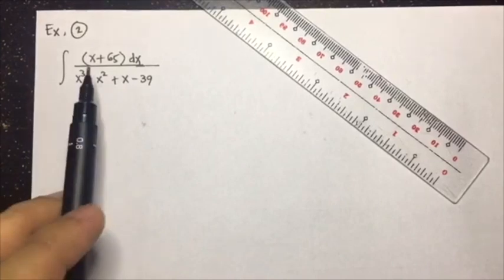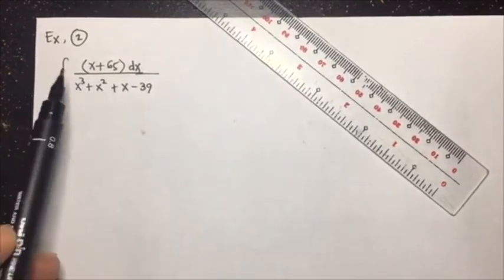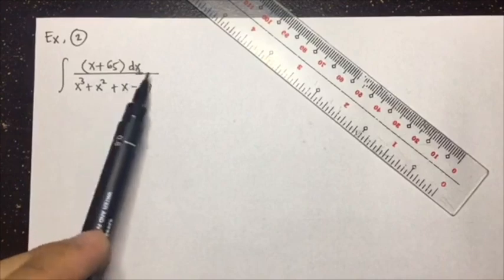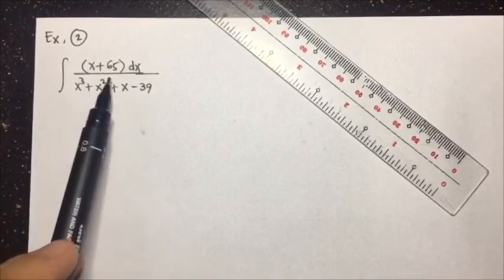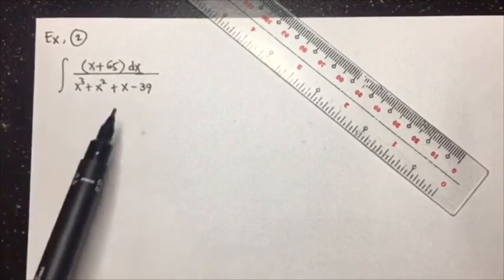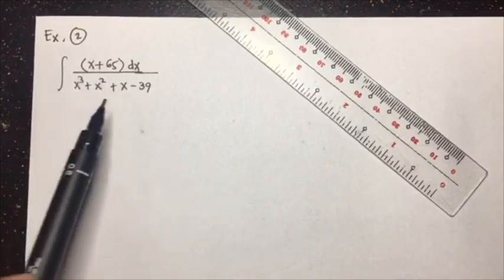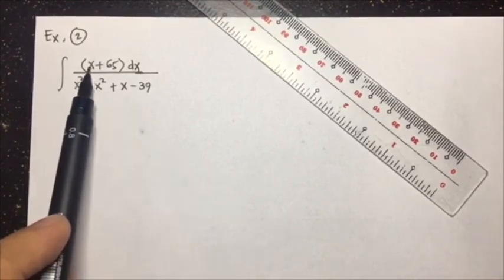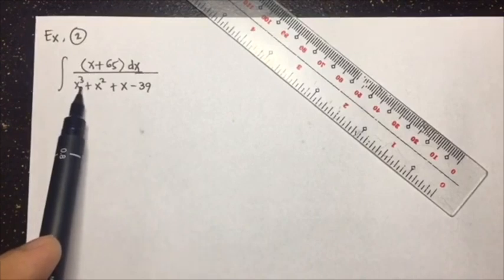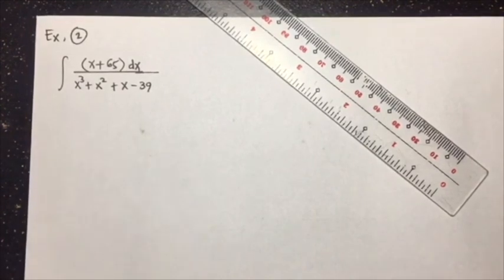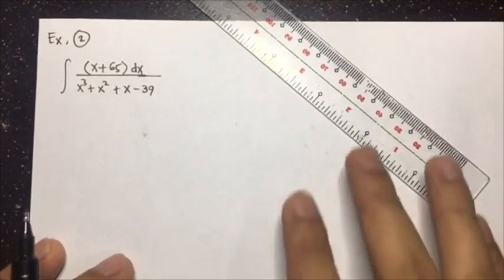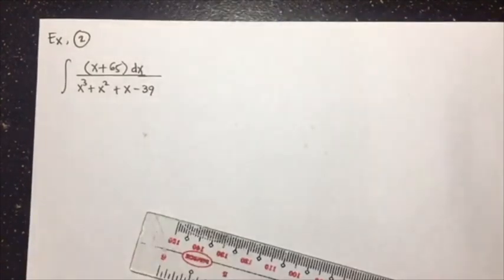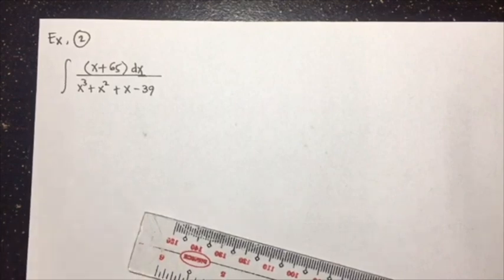For our second example, we have the integral of x plus 65 dx all over x cubed plus x squared plus x minus 39. First, let's check if this is already a proper fraction. The degree of the numerator is 1, the degree of the denominator is 3, so it's already a proper fraction. Therefore, we don't need to divide. We will proceed to partial fraction decomposition.